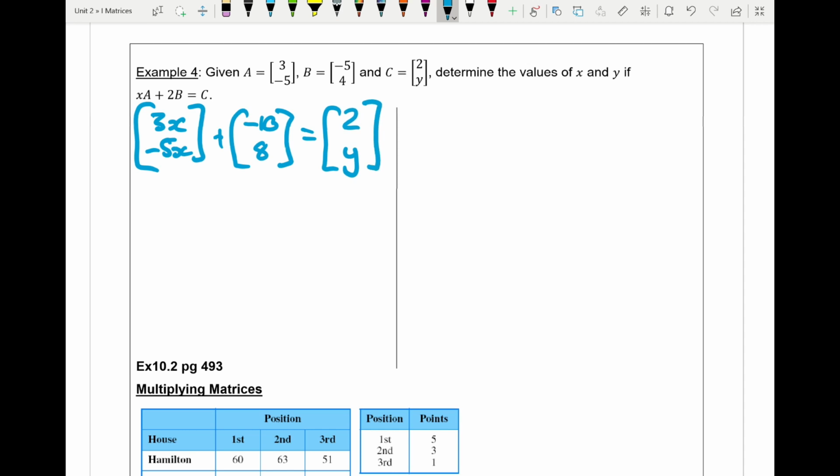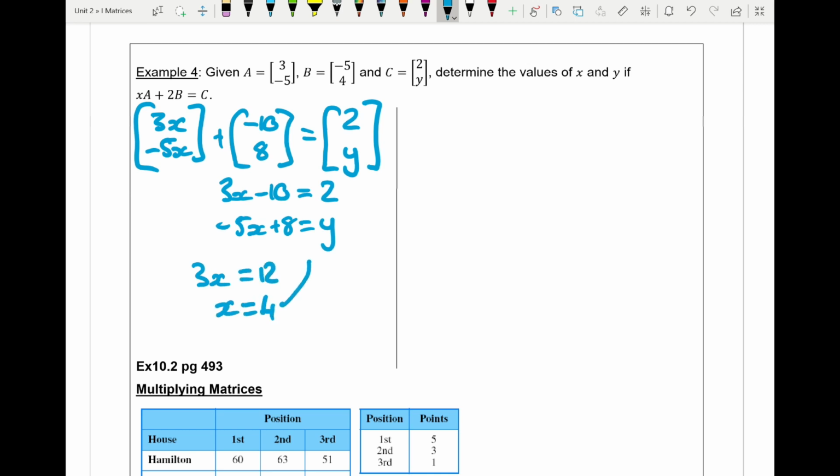So, reminder, the elements of the matrix have to equal each other, so we get 3x take 10 is equal to 2, and -5x plus 8 is equal to y. So this first equation only has one variable, so we can quite easily solve that. So 3x, we add 10 to both sides, that's equal to 12. X is just equal to 4. Substitute that back into our other equation, we get y equals -20 plus 8, which is just equal to -12.